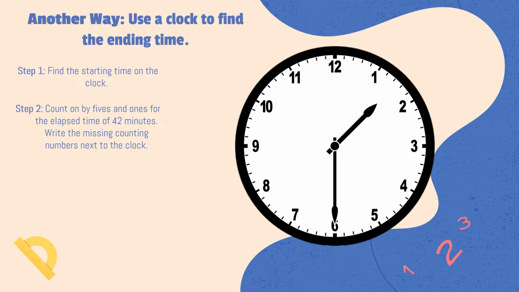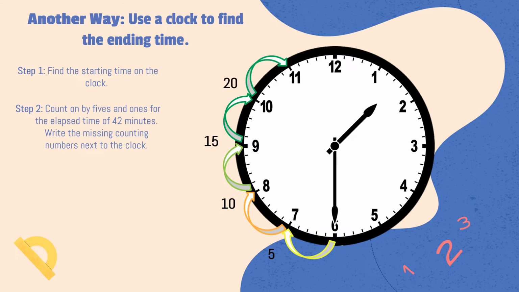Let's start counting. So we have 5 plus another 5, we have 10 plus another 5, we have 15 plus another 5, we have 20 plus another 5, we have, that's right, 25 plus another 5, and we have 30, that's right, plus another 5, and we will have 35. Good job. Do we continue or do we stop? That's right, we have to continue because we're getting to 42 minutes.